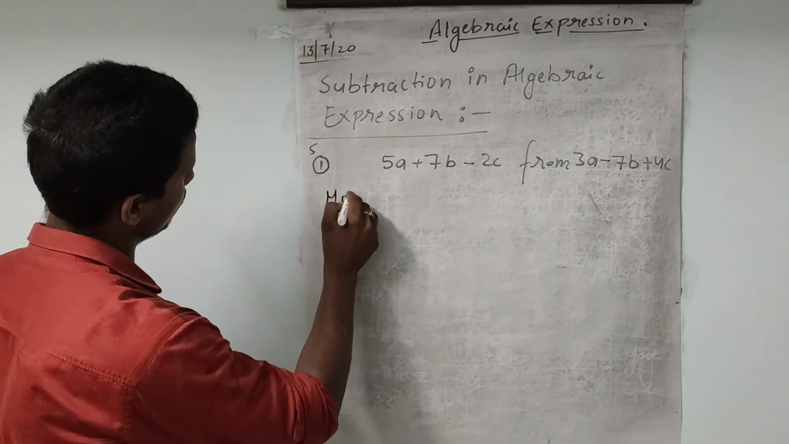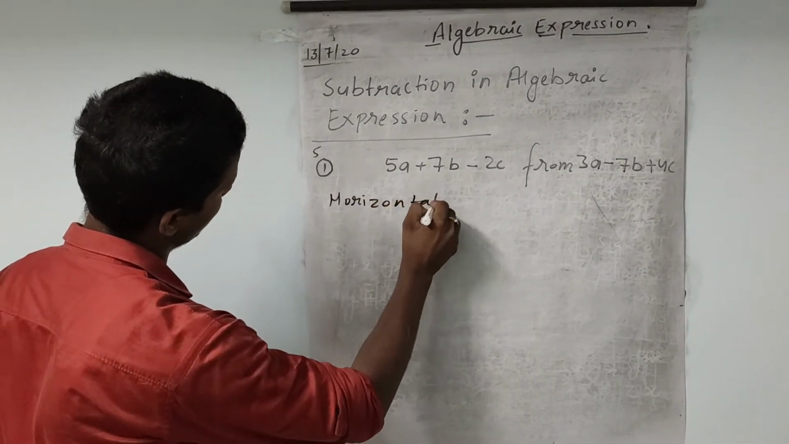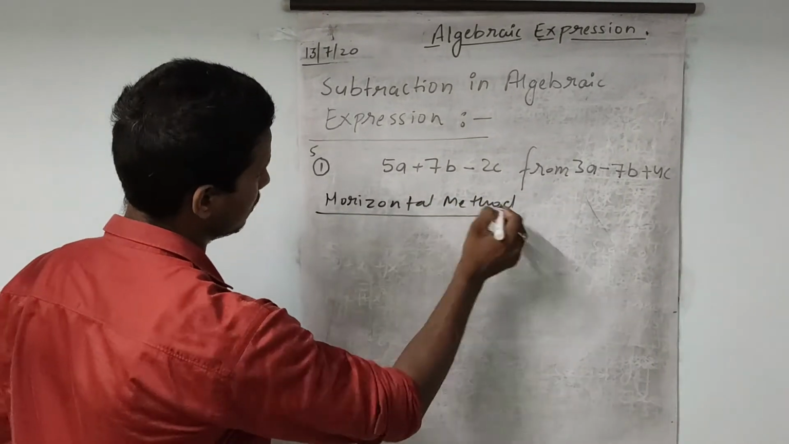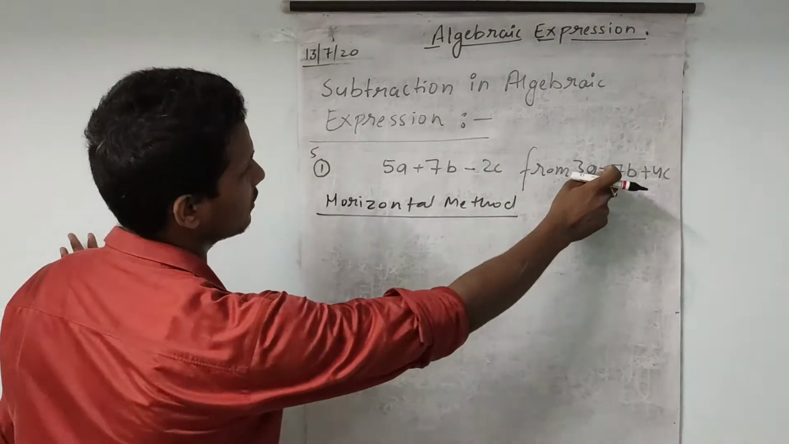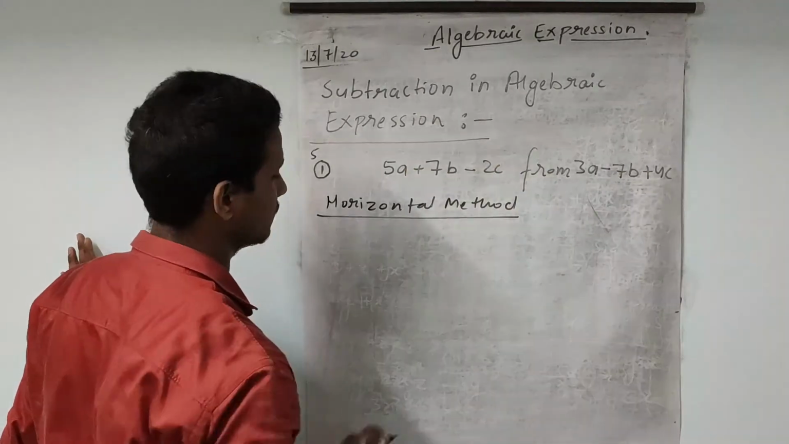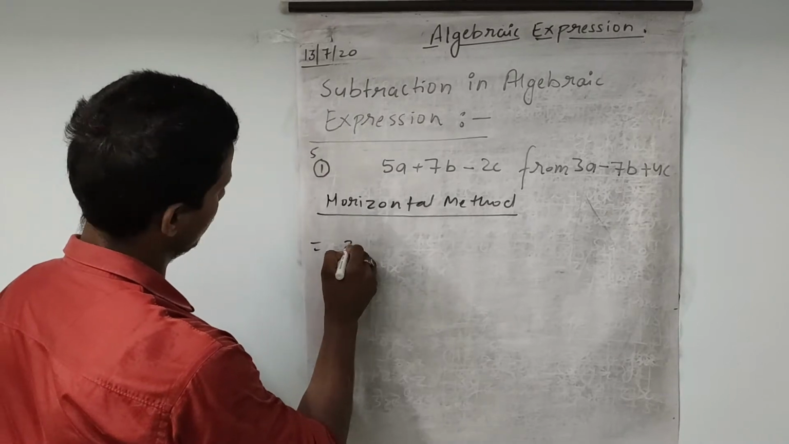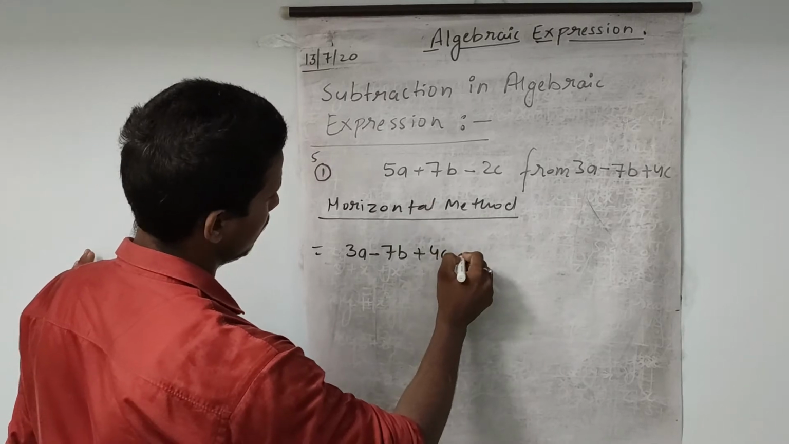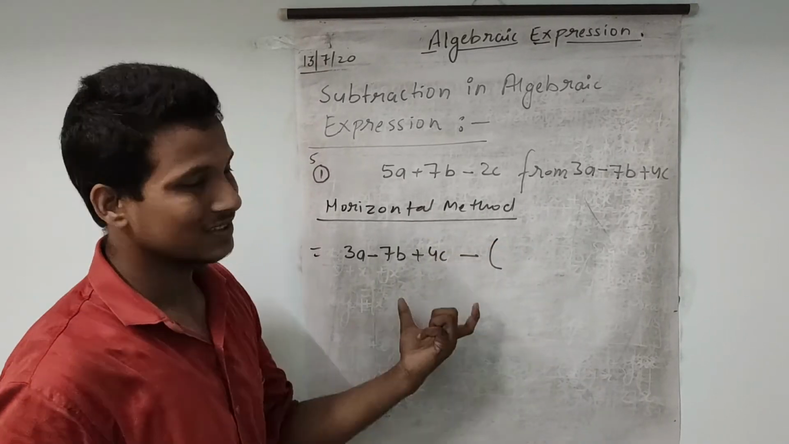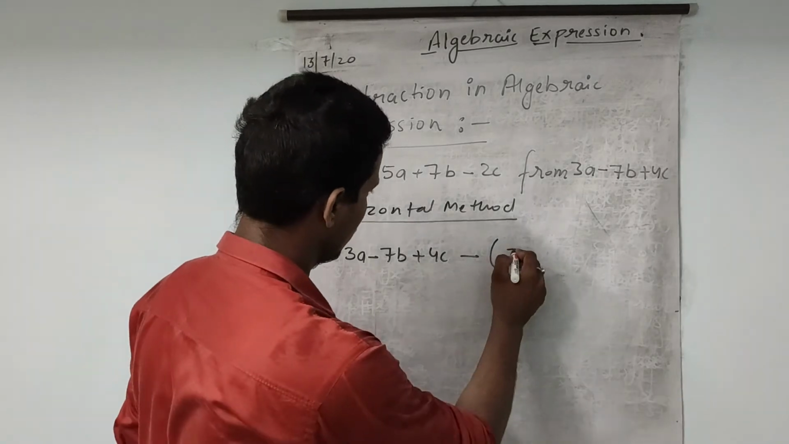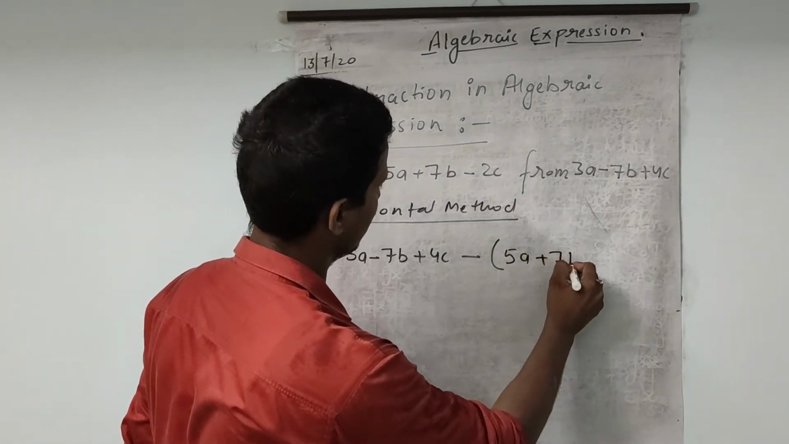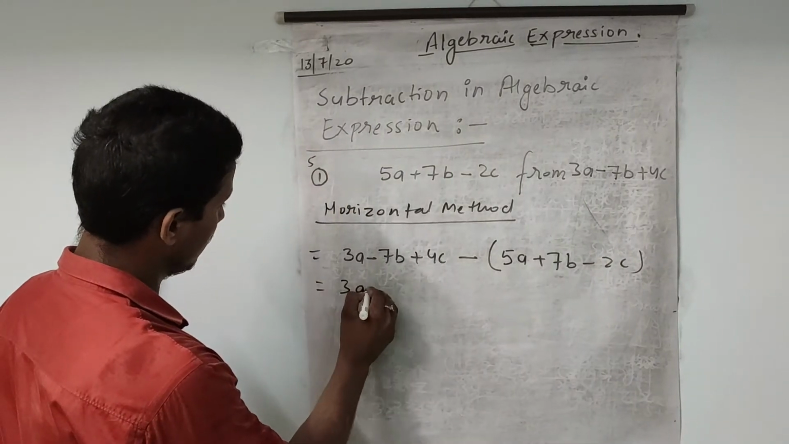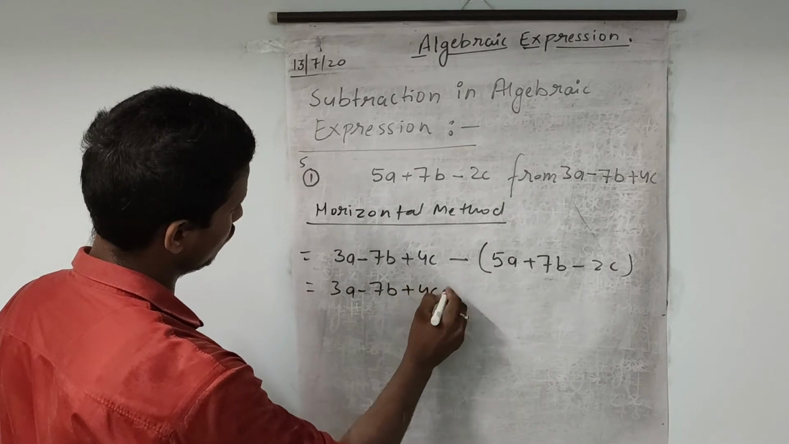First I am telling you with the horizontal method, and afterwards I will tell you with the column method. First we need to write this particular value because we need to subtract this from this. So now 3a minus 7b plus 4c. If negation is there, then always put the second value in brackets, because we need to do the sign conversion here.